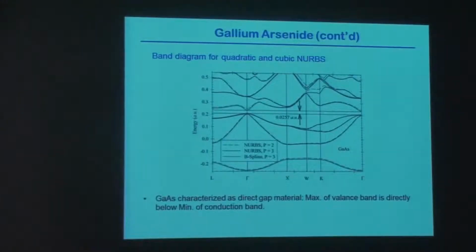Here, using NURBS for the same calculations, we get a similar profile, fairly resolved solutions, where NURBS order 2, order 3, and comparison with B-splines order 3 that I showed you, are compared with the plane wave calculations.